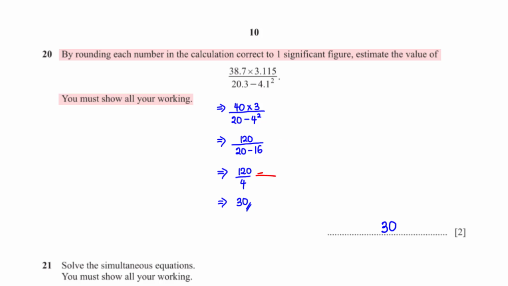40 times 3 is 120 and 4 squared is 16. 20 minus 16 is 4. 120 divided by 4 is 30.